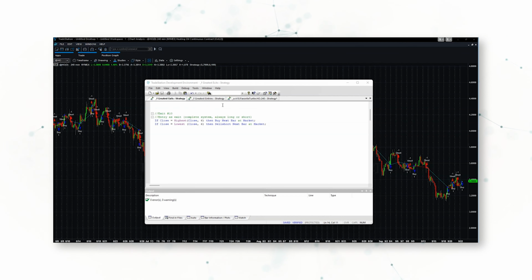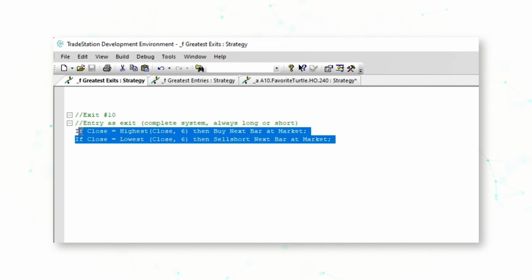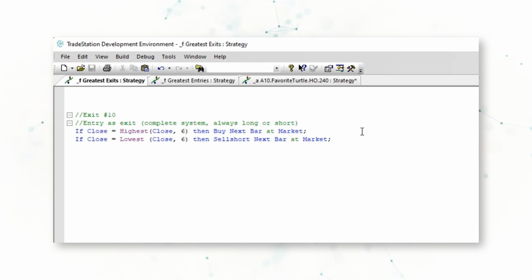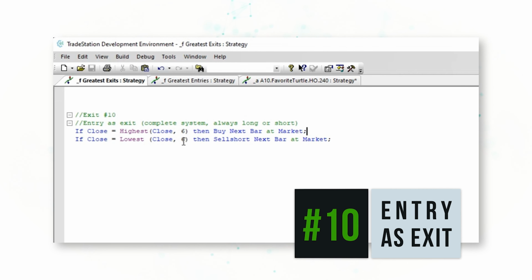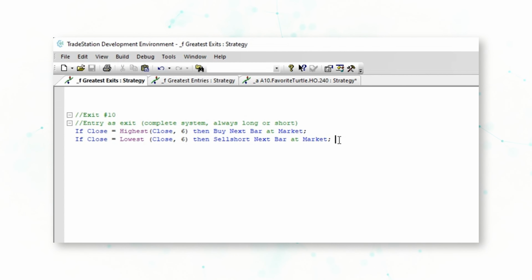For the first exit that we'll be looking at, this is a system where your entry is the same as your exit. This is a complete trading system that is always long or short. The way this strategy works is if the market close is the highest close of the last 6 bars, then the system will buy the next bar at market, and vice versa. If the close is the lowest close of the past 6 bars, the system will sell short next bar at market. And again, it's a complete system. The system is always long or short. It's always in the market.